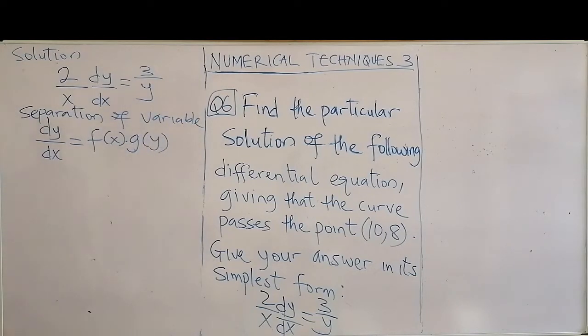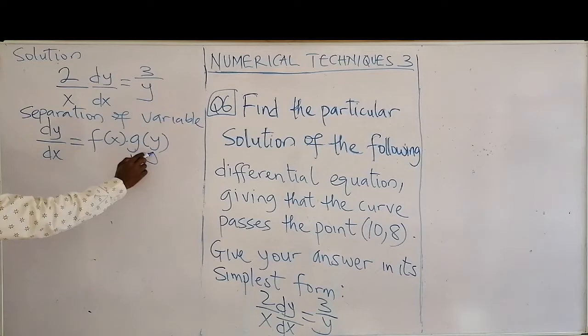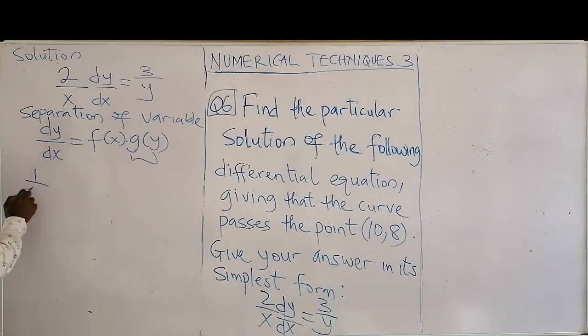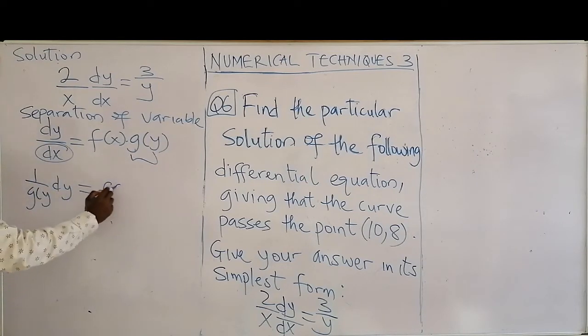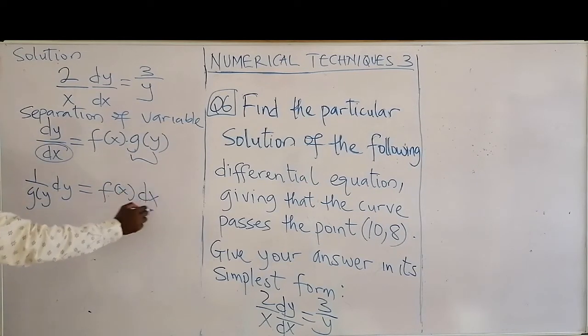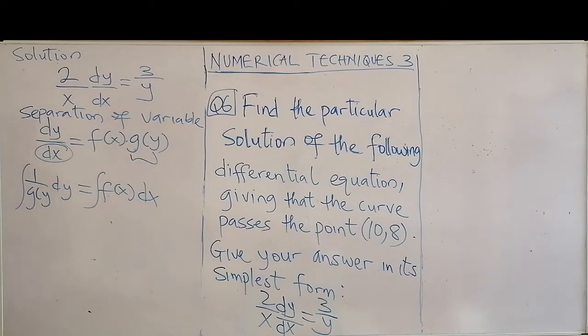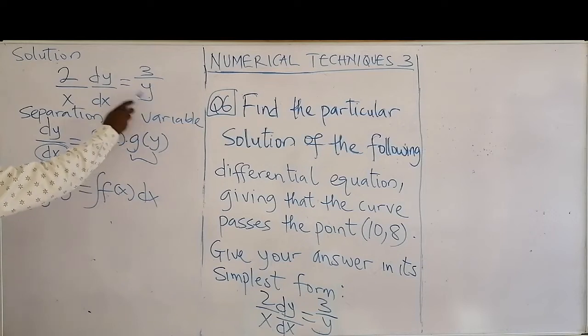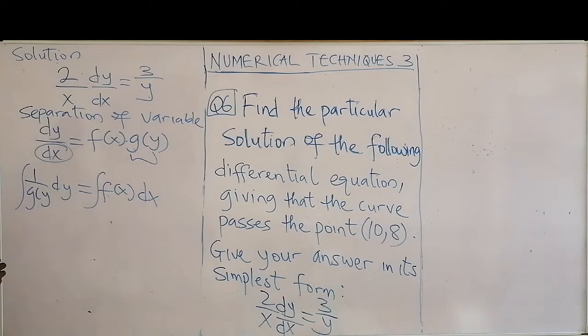And when you are using separation of variables, what you have to do is make sure that you have your y on the right hand side. So y is here. You divide both sides by g of y, so you have 1 over g of y dy equal to f of x dx. And then you integrate both sides. So we're going to find a way of having this y on the other side.